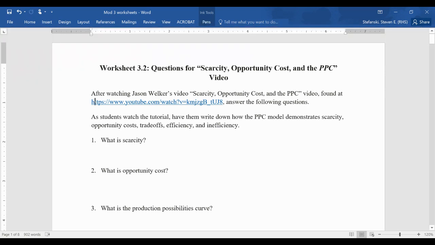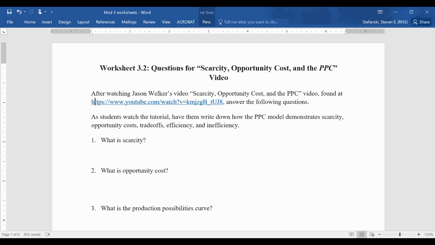So we're going to take a look at the worksheet questions from module 3. If we look at the first set of questions, you're supposed to watch Jason Welker's video on scarcity, opportunity cost, and the production possibility curve. It says, as students watch the tutorial, have them write down how the PPC model demonstrates scarcity. So it goes through and says, what is scarcity?